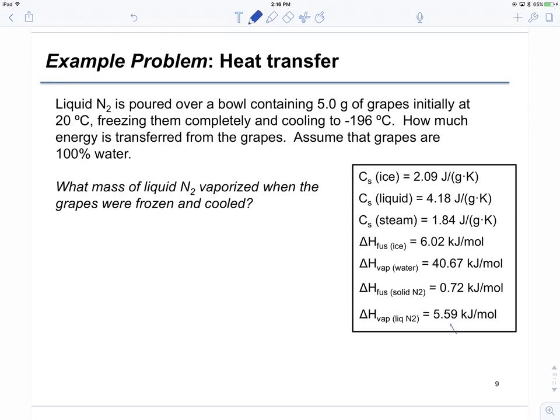Hi everyone, we're going to solve this problem in the video, so if you want to pause it and take a second to try it yourself, that would be great.